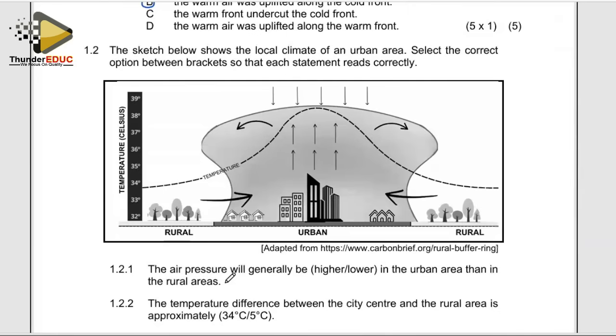It says the sketch below shows the local climate of an urban area. Select the correct option between brackets so that each statement reads correctly. Right, I'll explain this before we answer the questions. This is typical of an urban profile situation. When we're looking at an urban profile, we are having a side view of an urban area.